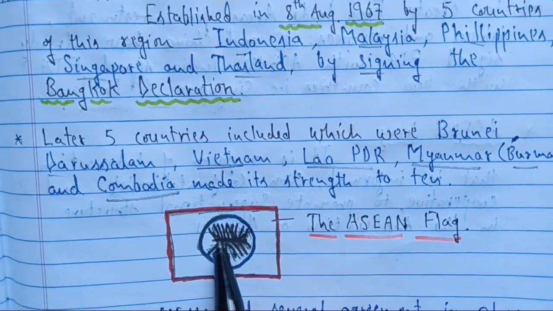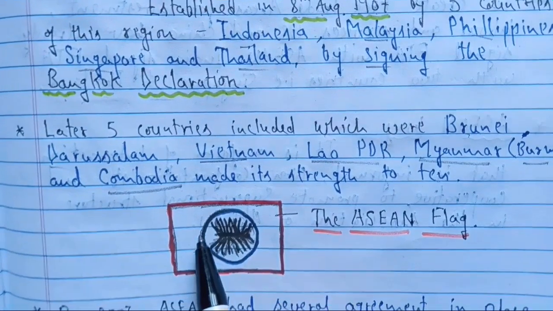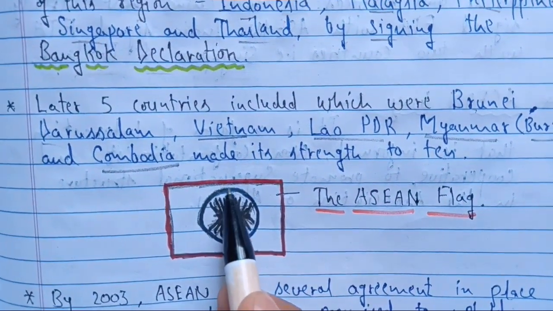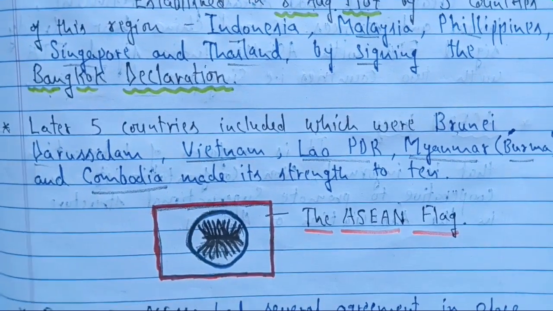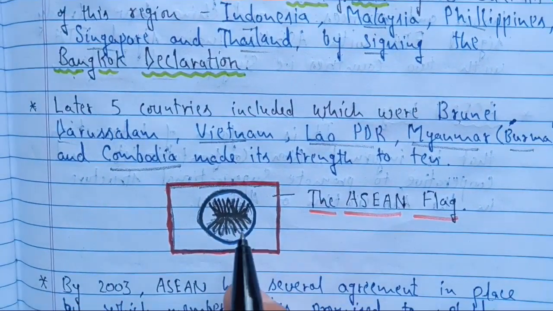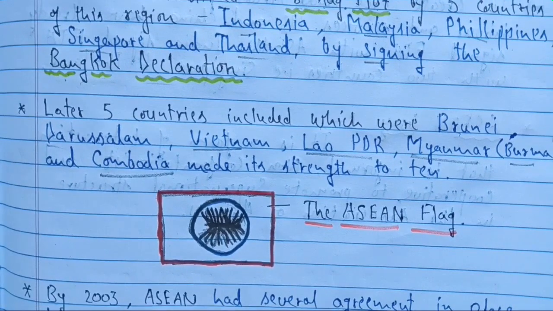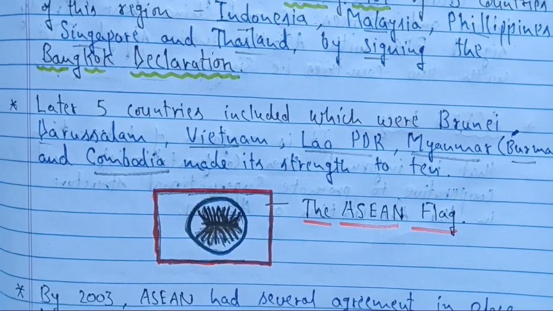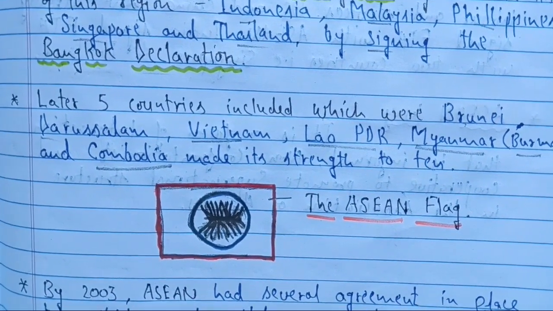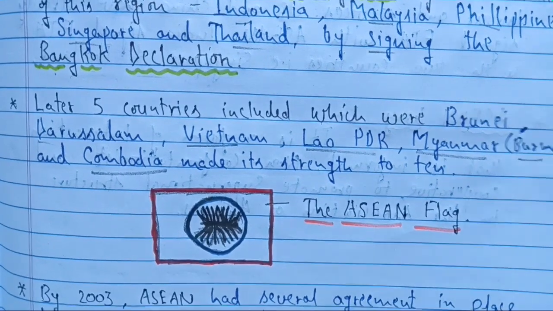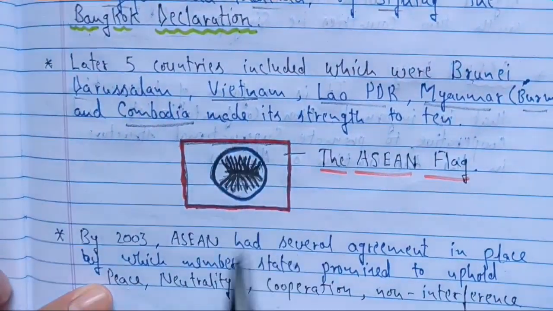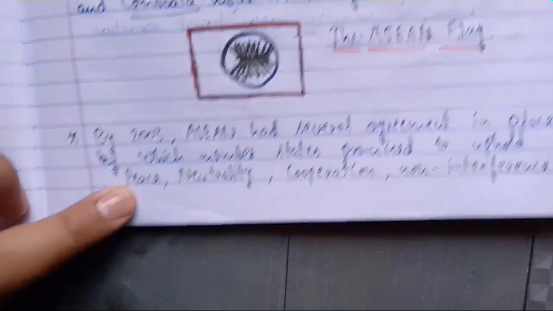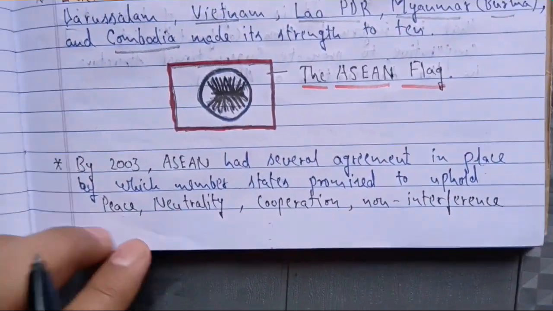This shows their unity. They are tied together. This shows their security and cooperation which they have to show to each other. This is the confidence they have to show to each other. They are bound together, connected together, associated together to form a group in which they will be supporting each other in every field, economically, politically, socially. So this flag represents their strength and unity.